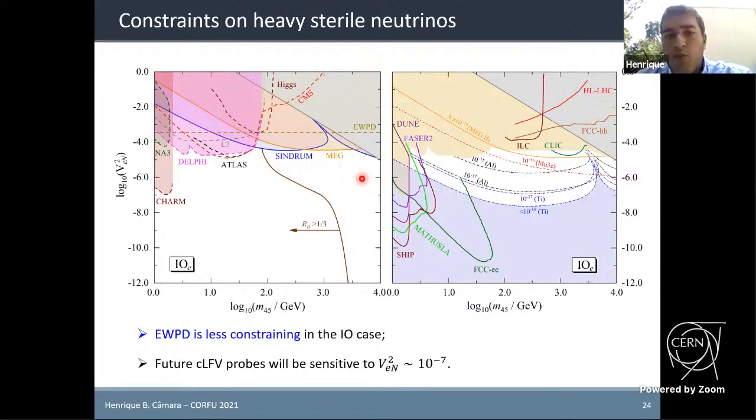Now, if you look at the right figure, the future indirect charged lepton flavor violating searches will only be able to probe |V_N|^2 down to at most 10 to the minus 7, 10 to the minus 8. However, lower mixing regimes, which are inside the blue shaded region, will be able to be probed by experiments such as SHiP, MATHUSLA, and FCC-ee.